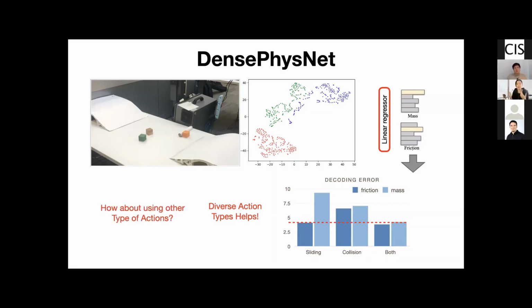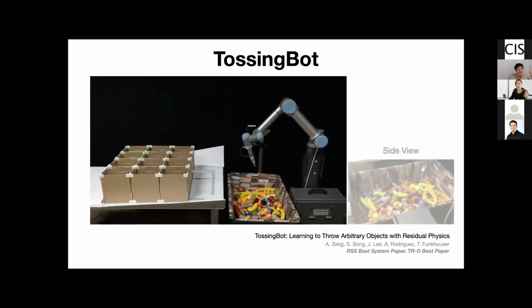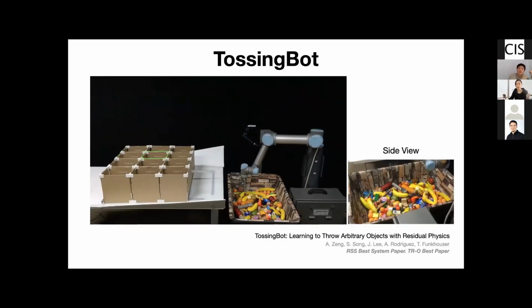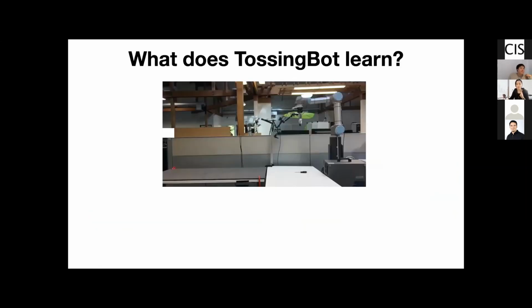So a natural question here is, what if we introduce different types of actions? Will that help the system to learn an even richer representation? To answer that question, we looked into another type of dynamic action, which is tossing. The goal of the system is to learn how to accurately throw any given object into a target location. The question we are interested in answering here is, what kind of information about objects can the system acquire in the process of learning how to throw? In other words, what does the TossingBot need to learn?